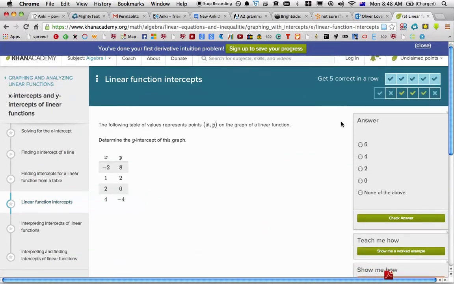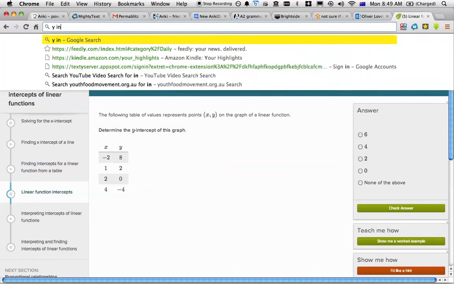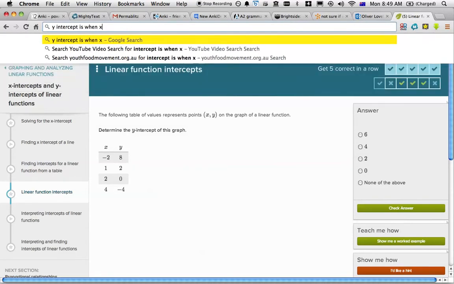So basically the way this is set out is you have to get 5 correct in a row to enable you to pass this level. So the following table of values represents x, y on the graph of a linear function. Determine the y-intercept of this graph. So we look at this and we say, well, okay, first can I work it out? Good question. The y-intercept is when x equals 0. The y-intercept is when x has a value of 0.